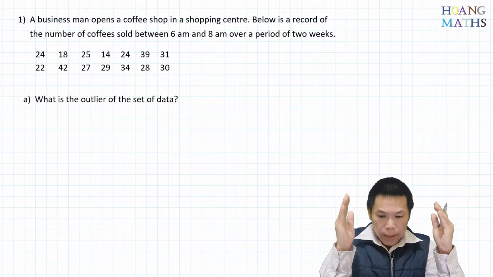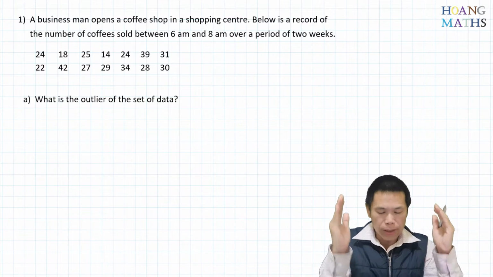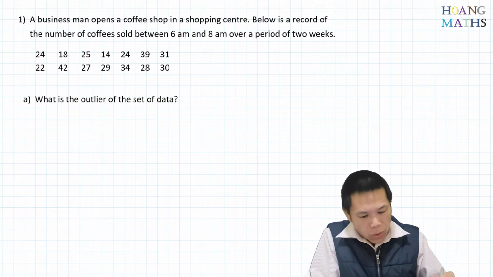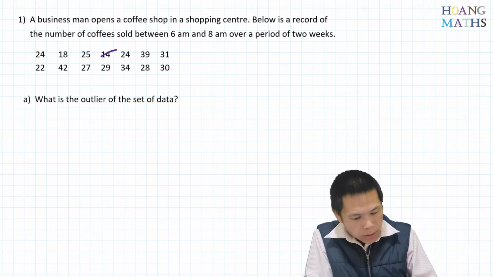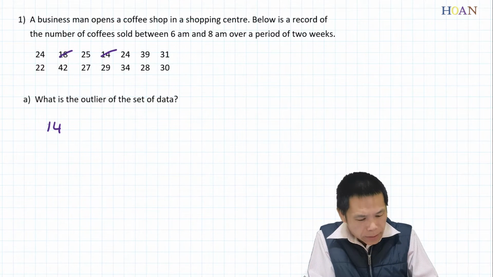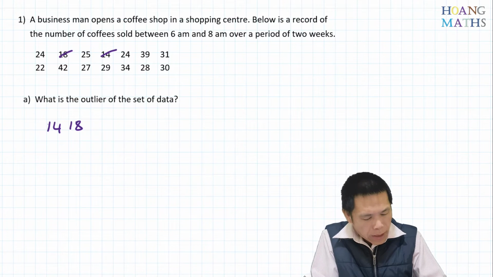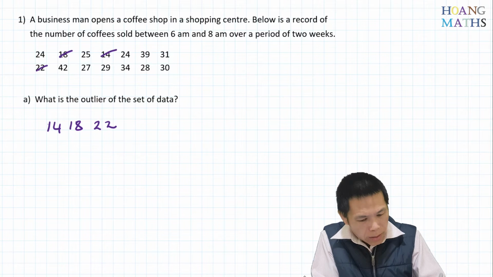So first thing, the scores are not in order. So therefore, I need to rearrange them first. The smallest score in this case here is 14. So just write 14 down. And the next one is 18. So just write 18. And then followed by 22, and 24.